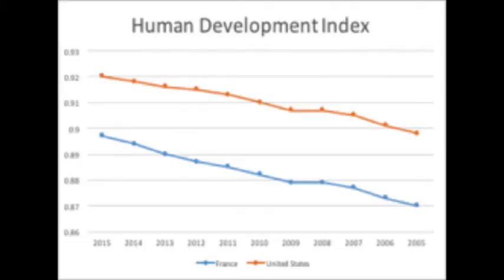HDI considers factors such as income, schooling, and life expectancy at birth. You would think that since France had a higher GNI, which is also dependent on net income, that they would have had a higher HDI too.